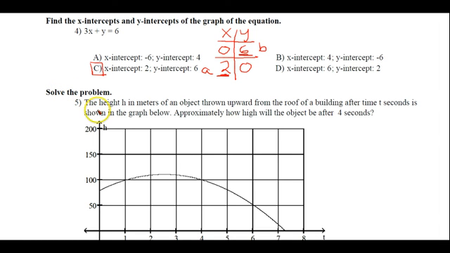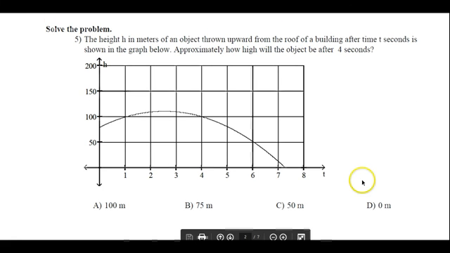Now in number 4, I'll raise it up so we can see it just a little bit. Actually, number 5. They say the height of an object, approximately how high will the object be after 4 seconds?